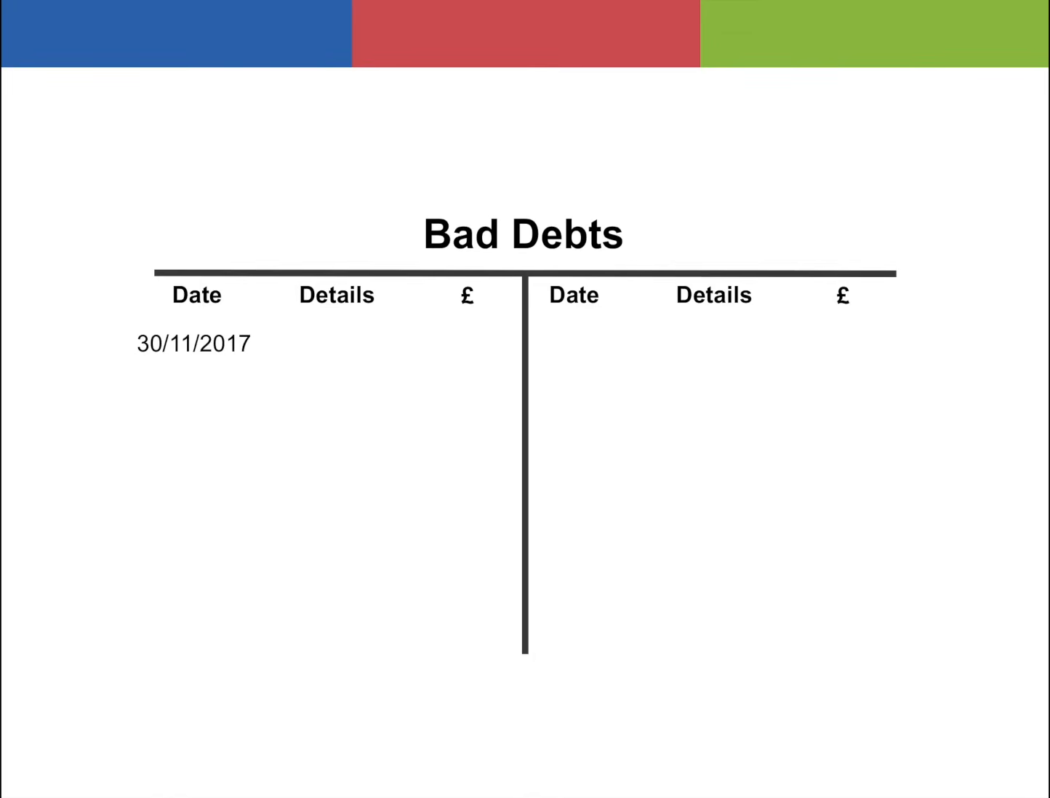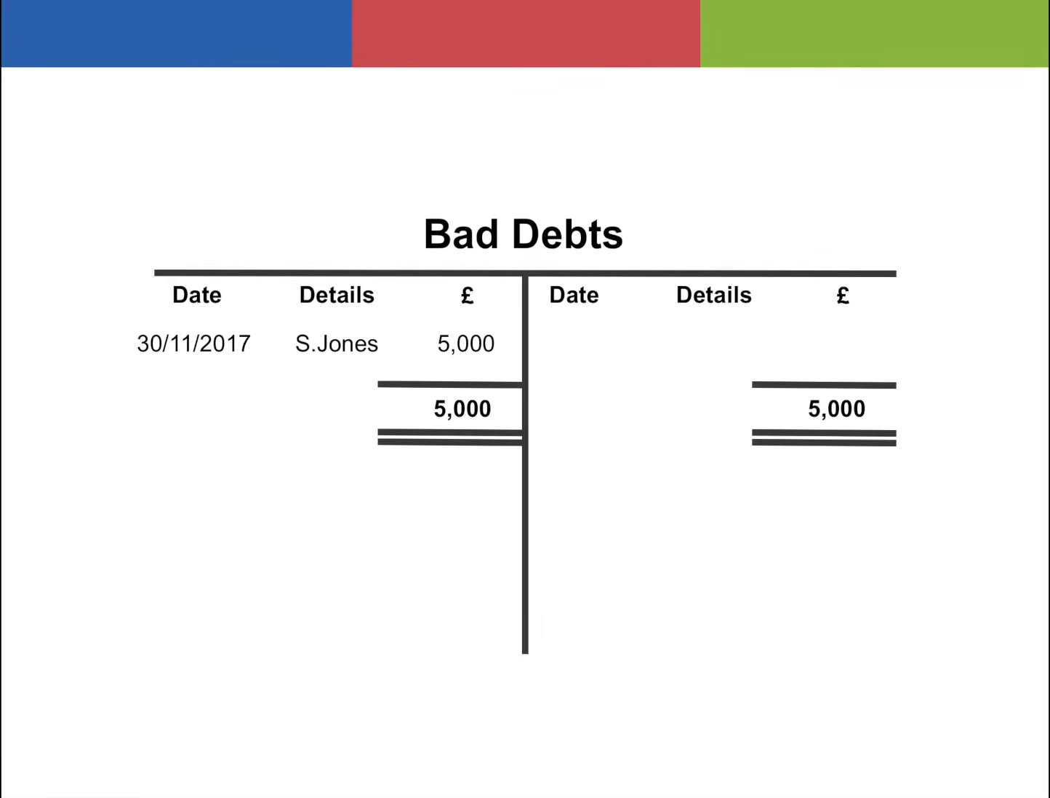30/11/2017. Then we will note it as the customer's name, for this example S. Jones, in the details column, because that is the name of the other account that has been affected during the transaction. And lastly, 5,000 is entered in the pound column. As this is the only bad debt in the period, we will close off the account, and therefore both sides need to total to £5,000 like so. However, £5,000 is missing on the credit side. As a result, we will post £5,000 to the profit and loss account, as this is an expense.